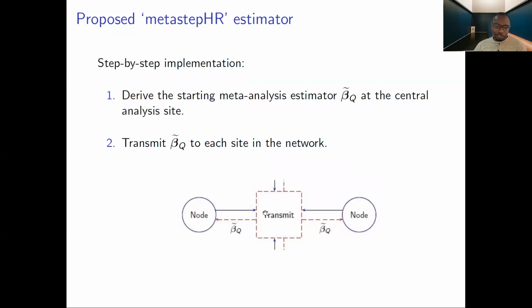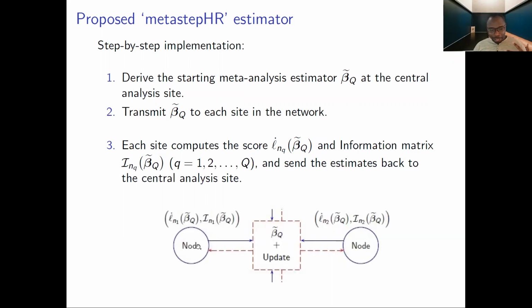The next step basically involves transmitting that estimator back to each of the nodes. So this beta tilde is sent back to each of the nodes. This is still privately preserved. At no stage do we require individual data from any of the sites. So we transmit this beta tilde back to the site. This is followed by the site computing the first two gradients. The site will evaluate the first two gradients, and then transmit back the vector of gradients along with this information matrix evaluated at the meta-analysis estimator to the central site.